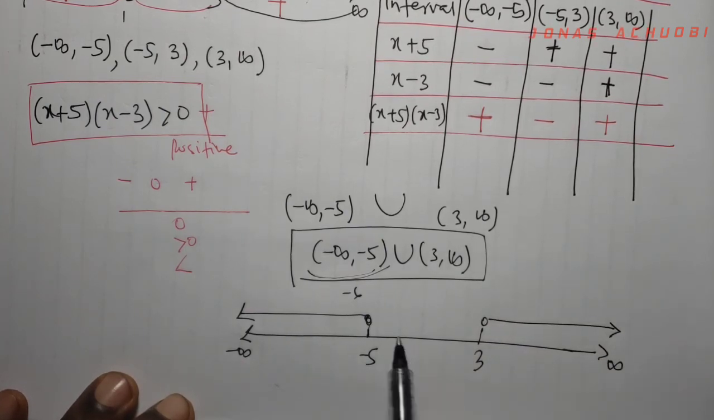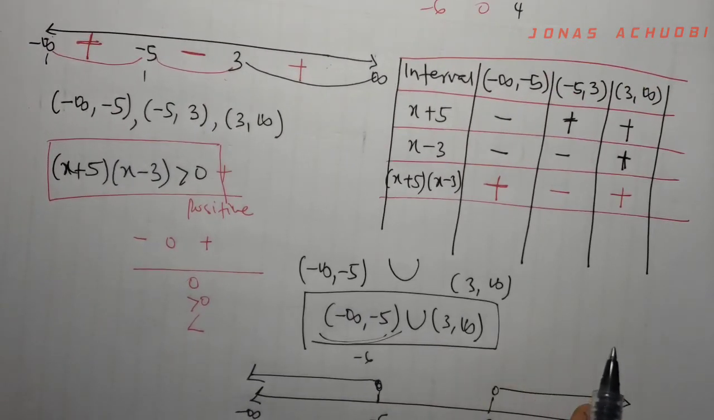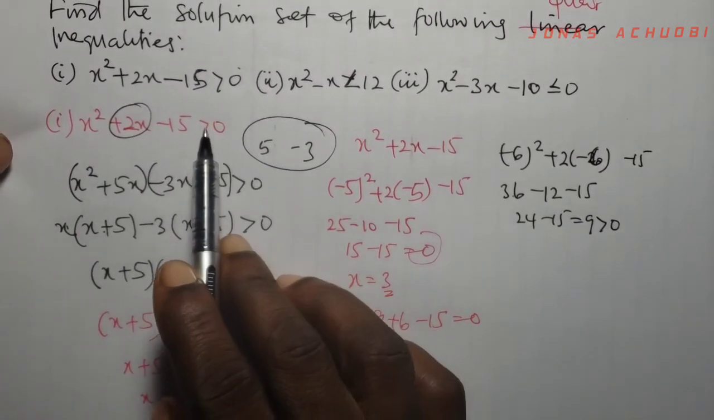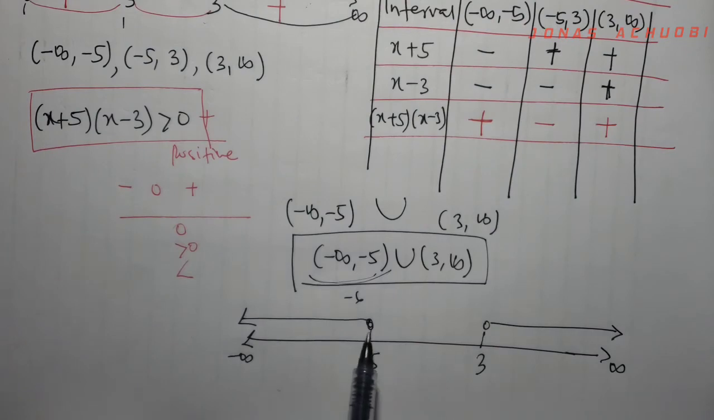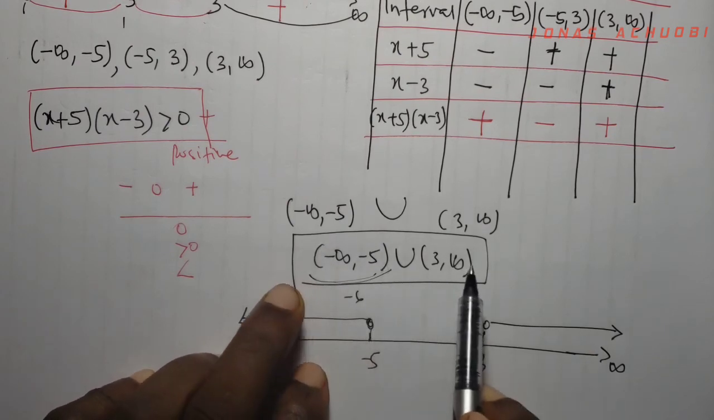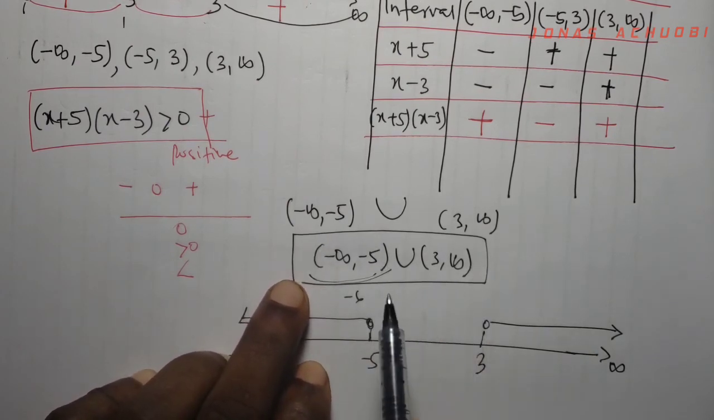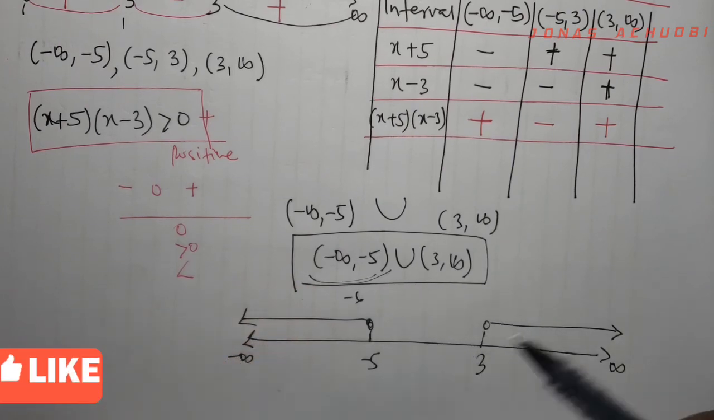So how do we know if we should shade the circles here or not? We go back to our inequality and check if it was strict or not. The inequality is greater than 0, so it is strict. Therefore, we cannot shade the circles. Likewise, from the notations here, the intervals are both open intervals because the inequality given to us was a strict inequality.